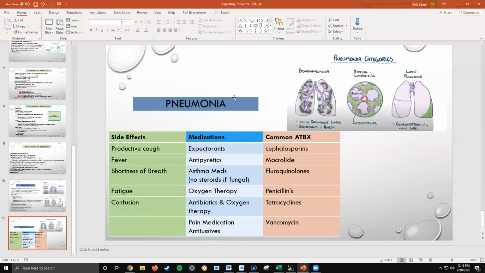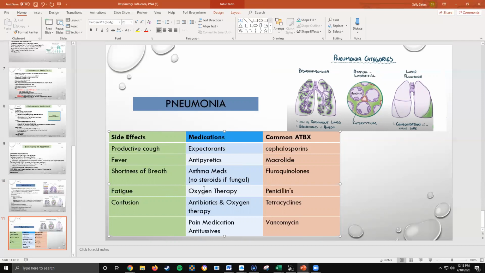So we have some medications. I tried to match them up with the side effects, but take it with a grain of salt. We've got a productive cough, so then we might want to use an expectorant. We have fever, so an antipyretic, shortness of breath. We can give asthma meds unless it's a fungal pneumonia. If it is a fungal pneumonia, we do not give asthma meds, especially we do not give corticosteroids because the steroids help increase blood sugars and sugar feeds fungals.